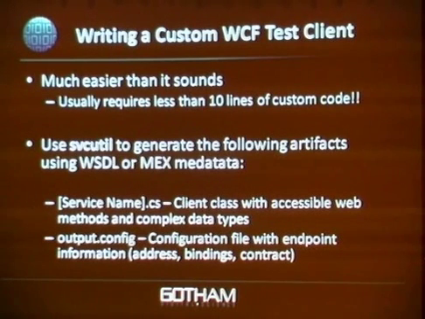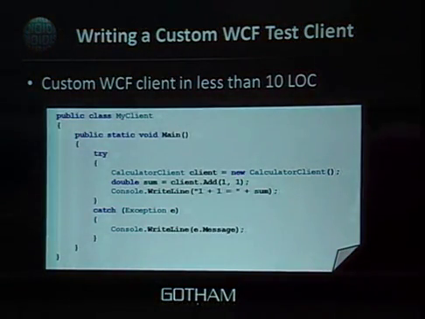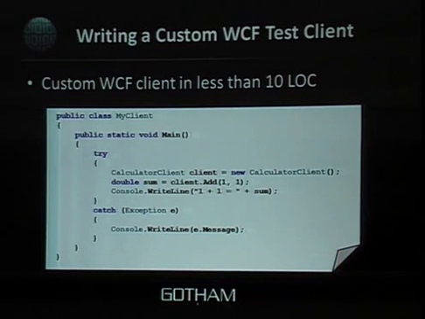It's usually on average about 10 lines of custom code. And the reason for that is, as long as you've got metadata, you can leverage the service utility that comes with Visual Studio to generate an interface file, and then it's really very simple to convert that interface file into a console utility. This is basically what the custom code would look like. Once you have your interface, you just create a new instance of the client, and then you start calling methods on that client.